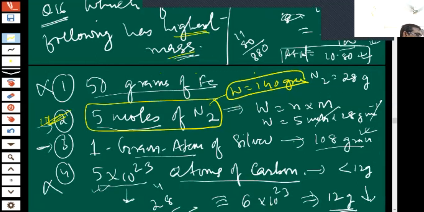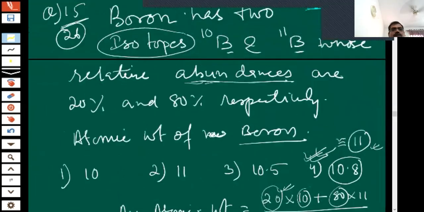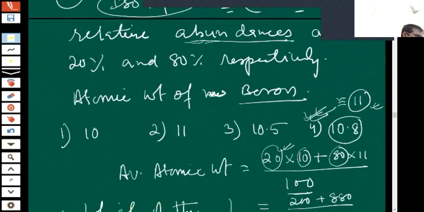What was the question? Question number 16, page number 26. Yes, option 2 is the correct option, children.